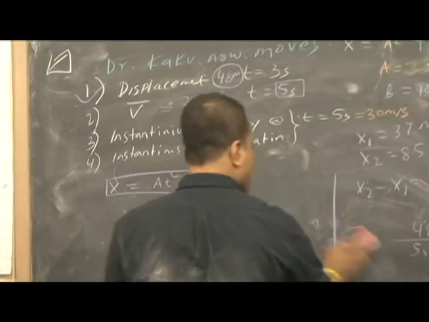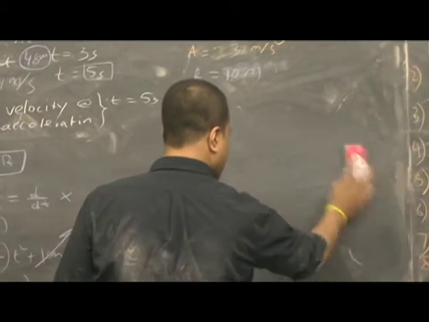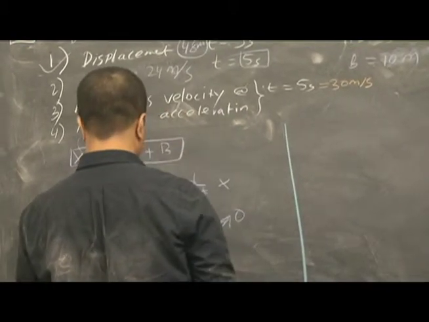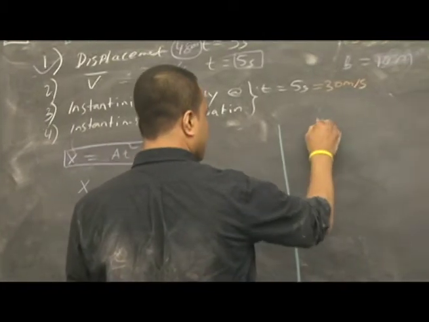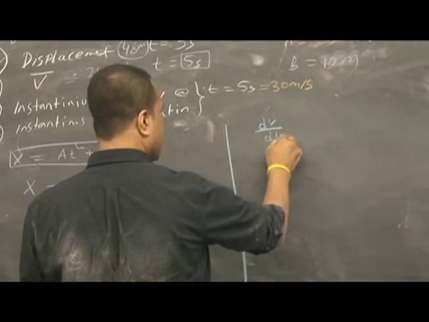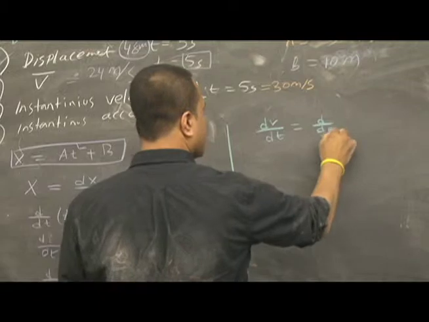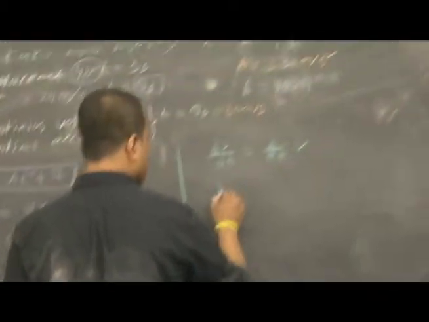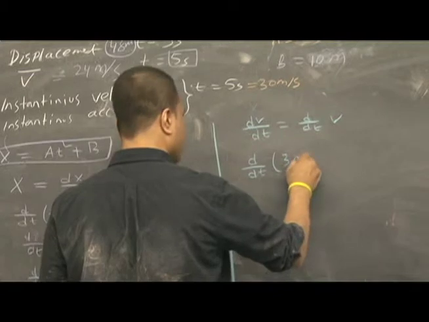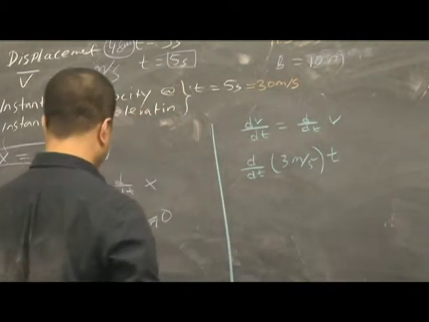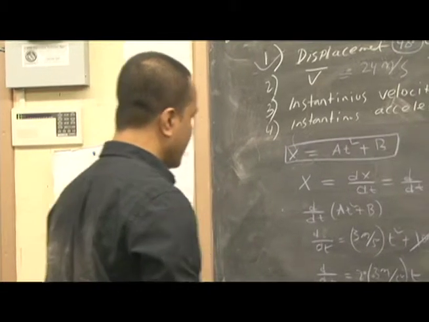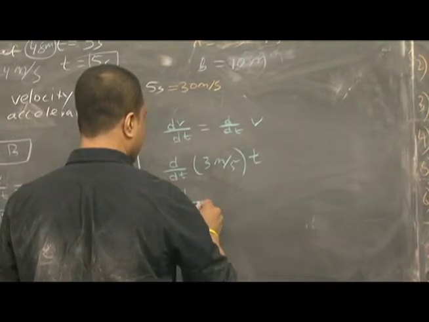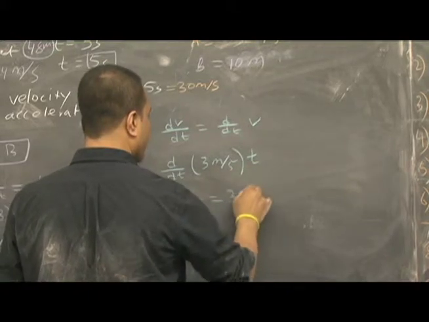All right, now we're gonna do the instantaneous acceleration. What is instantaneous acceleration? So dv dt can be written as d over dt of v, and v is 3 meters per second squared t. So d over dt of 3 meters per second squared t is, the acceleration, just 3 meters per second squared.